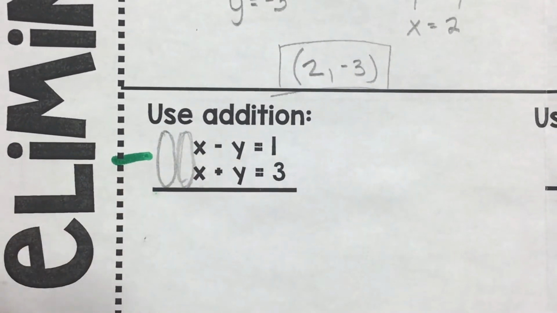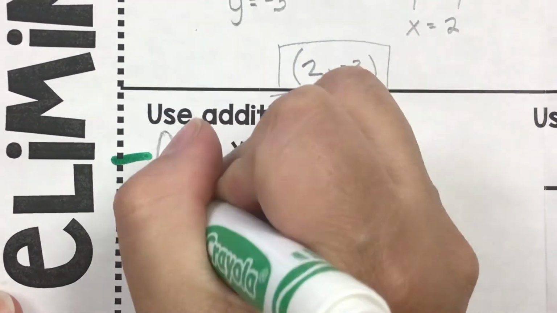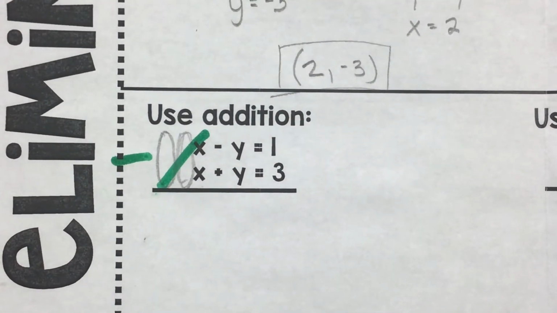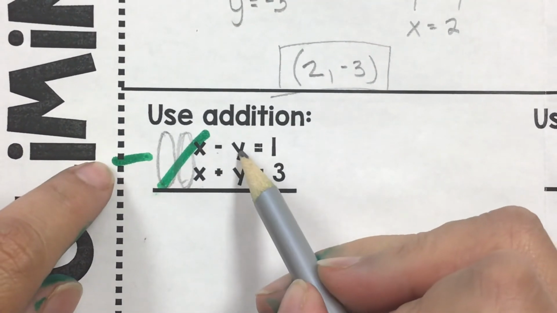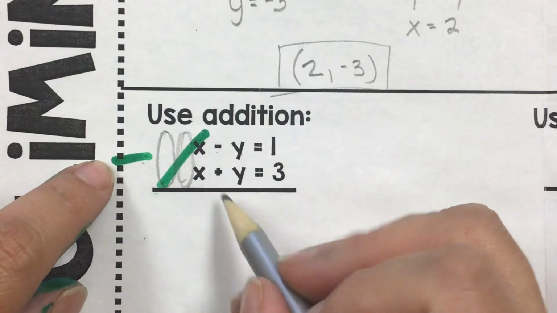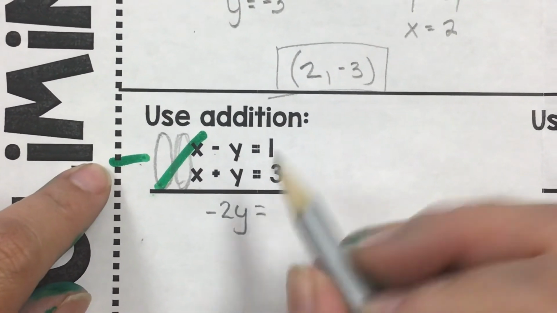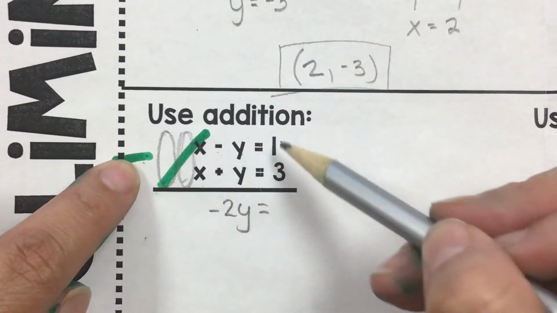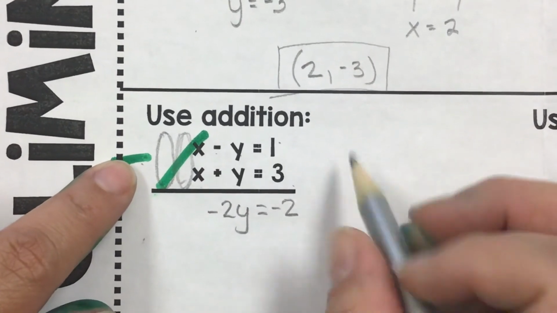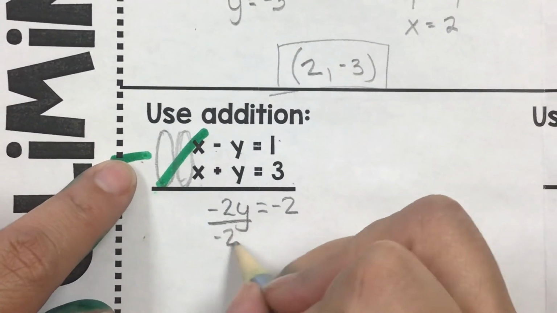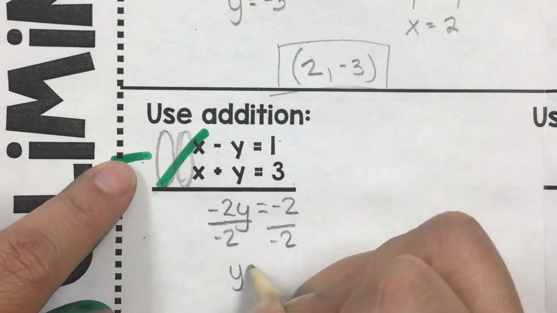X minus X is eliminated. That's why we had to subtract. And then negative y minus y is a negative 2y. 1 minus 3 is a negative 2. So then we divide by negative 2 to both sides. Y is equal to 1.